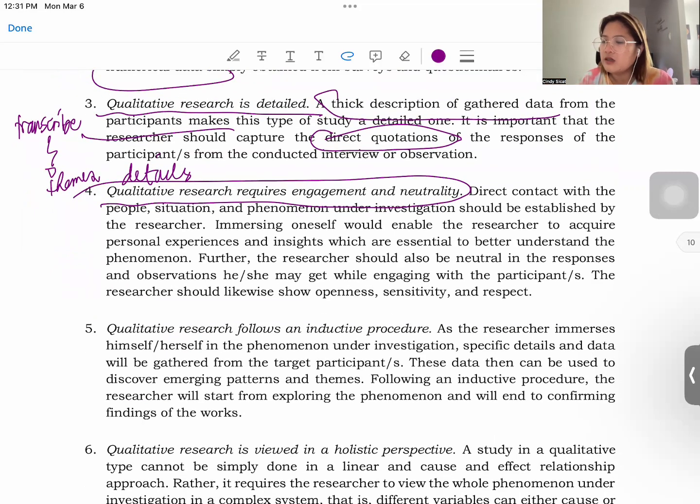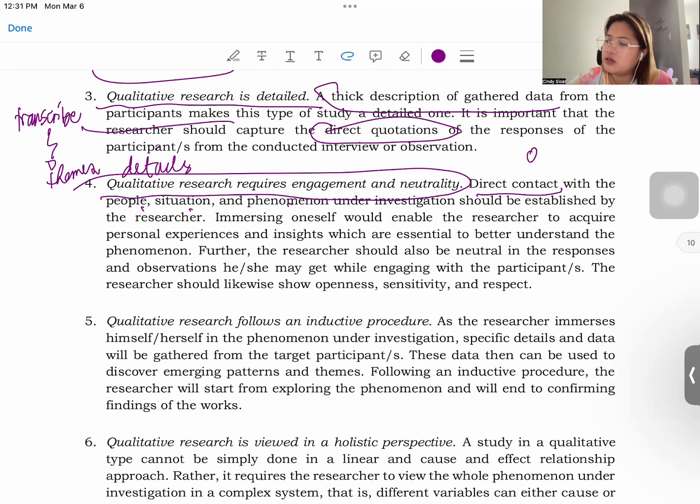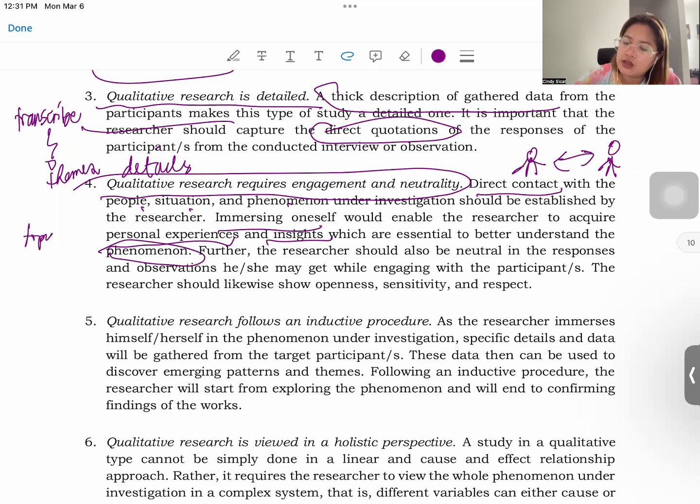Next is, qualitative research requires engagement and neutrality. Okay? So what do we mean? Direct contact with people, situation, and phenomenon under investigation should be established by the researcher. So there is the engagement. So if this is you, the researcher, you really would talk to your participants, okay? So immersing oneself would enable the researcher to acquire personal experiences and insights, which are essential to better understand the phenomenon. So if there is this particular topic that you want to study, there are times, but within the boundaries of safety, na mas maganda na mag-i-immerse ka dun sa lugar na yun.